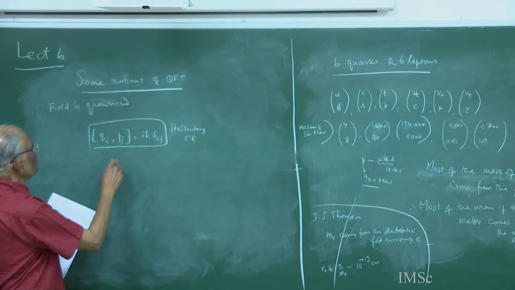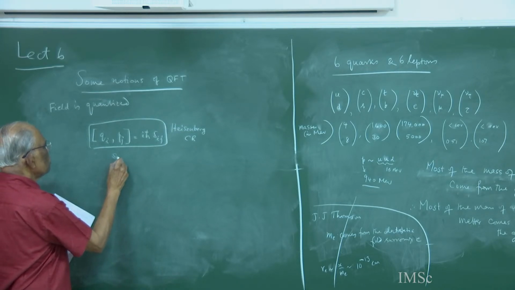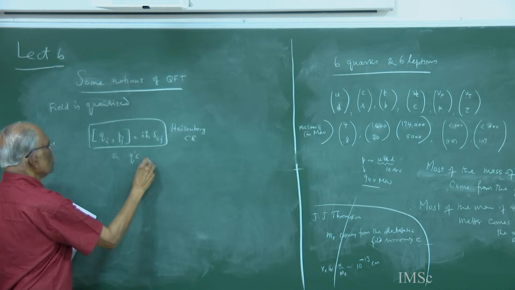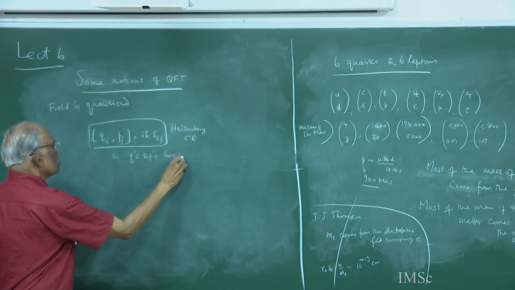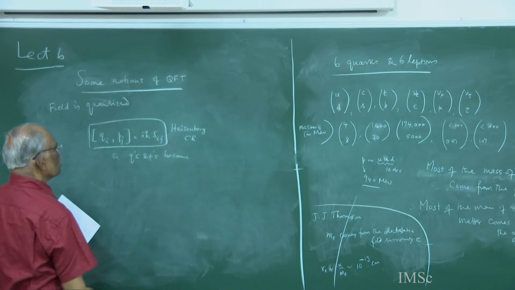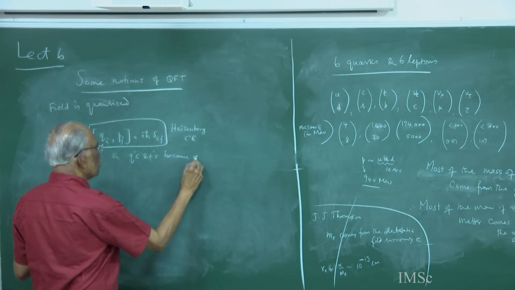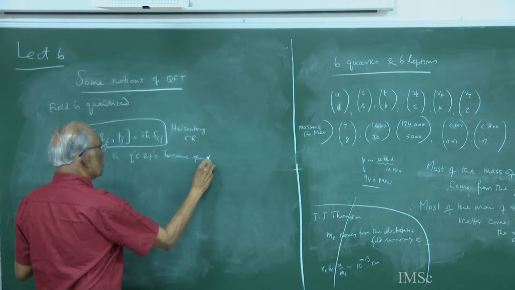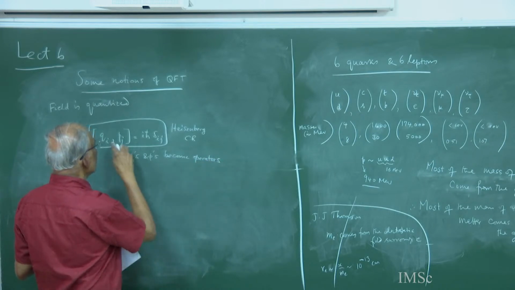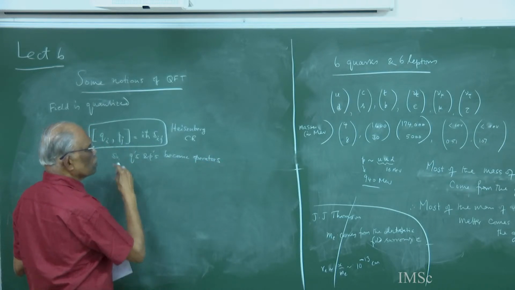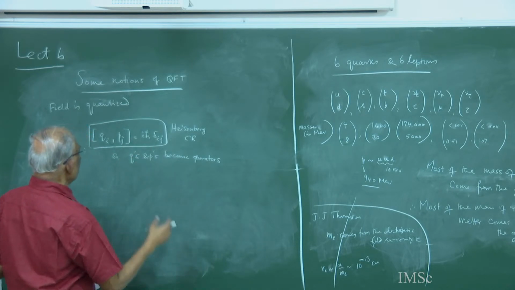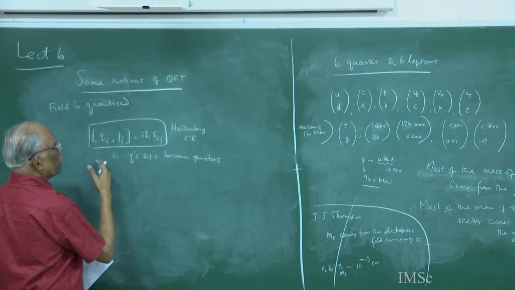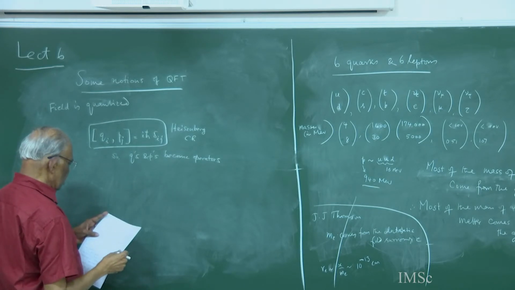And so q's and p's become operators. That is what is meant by quantization, they become operators satisfying these commutation relations. Since they do not commute, they cannot be numbers. In classical mechanics, these are numbers. In quantum mechanics, they are operators. That is all quantization is.